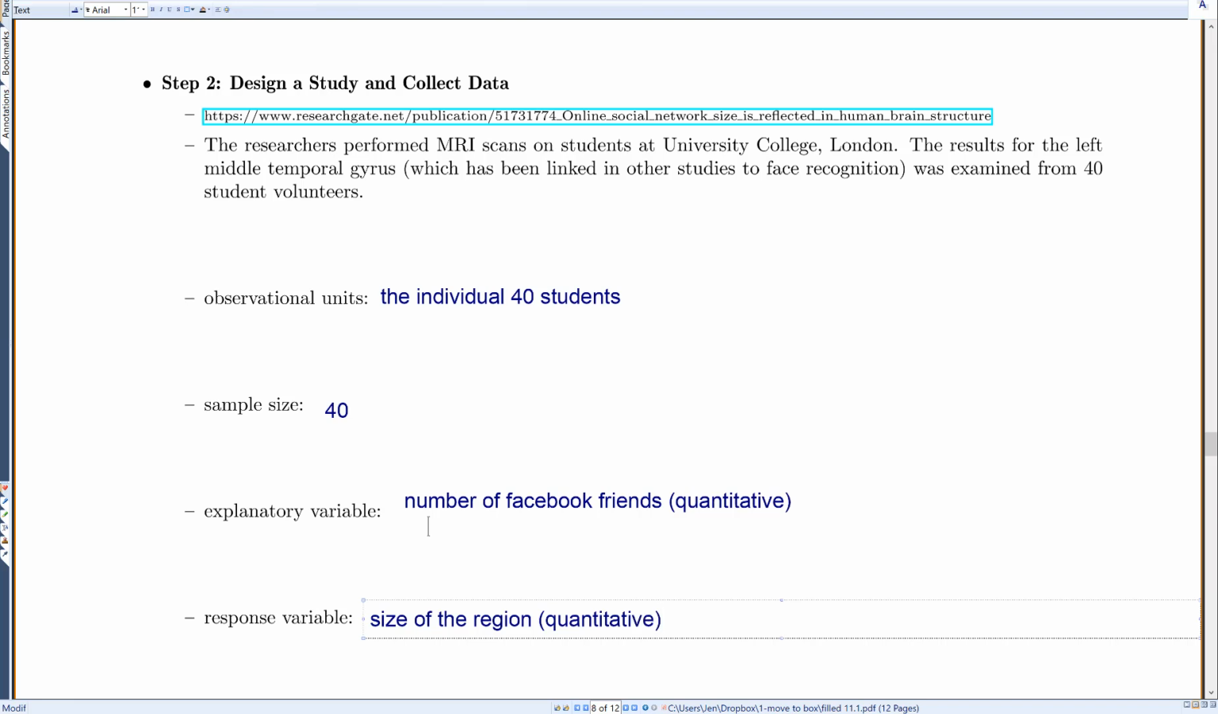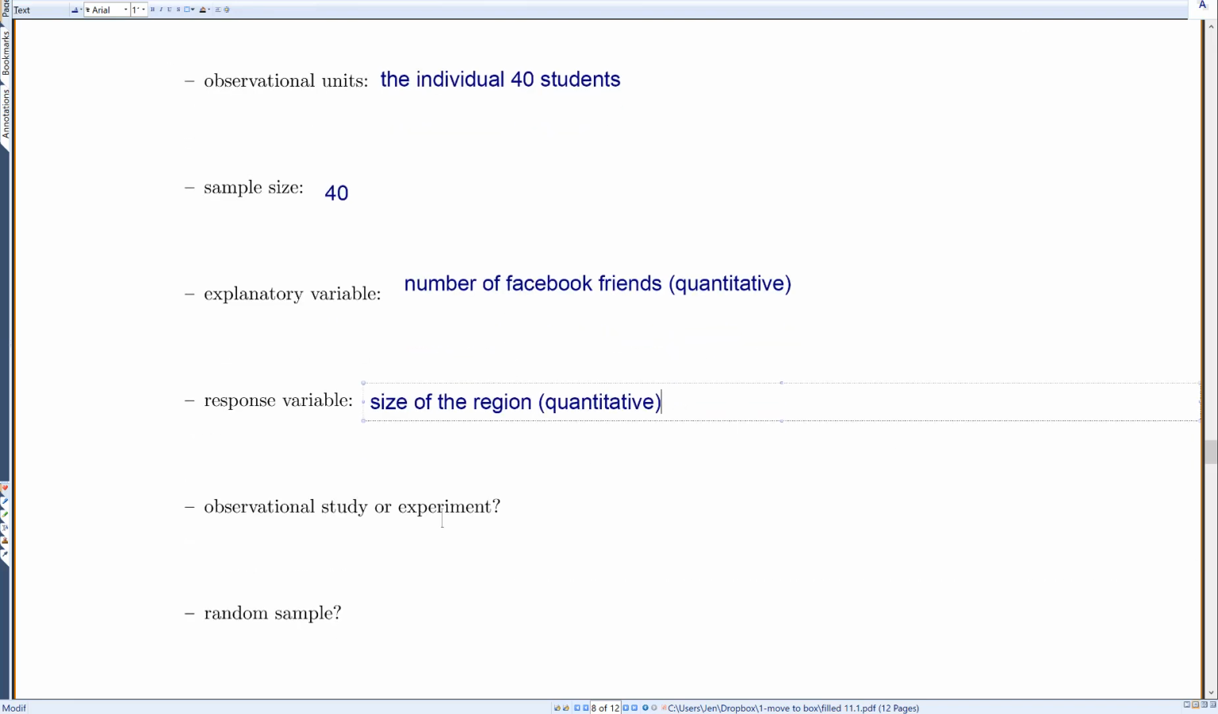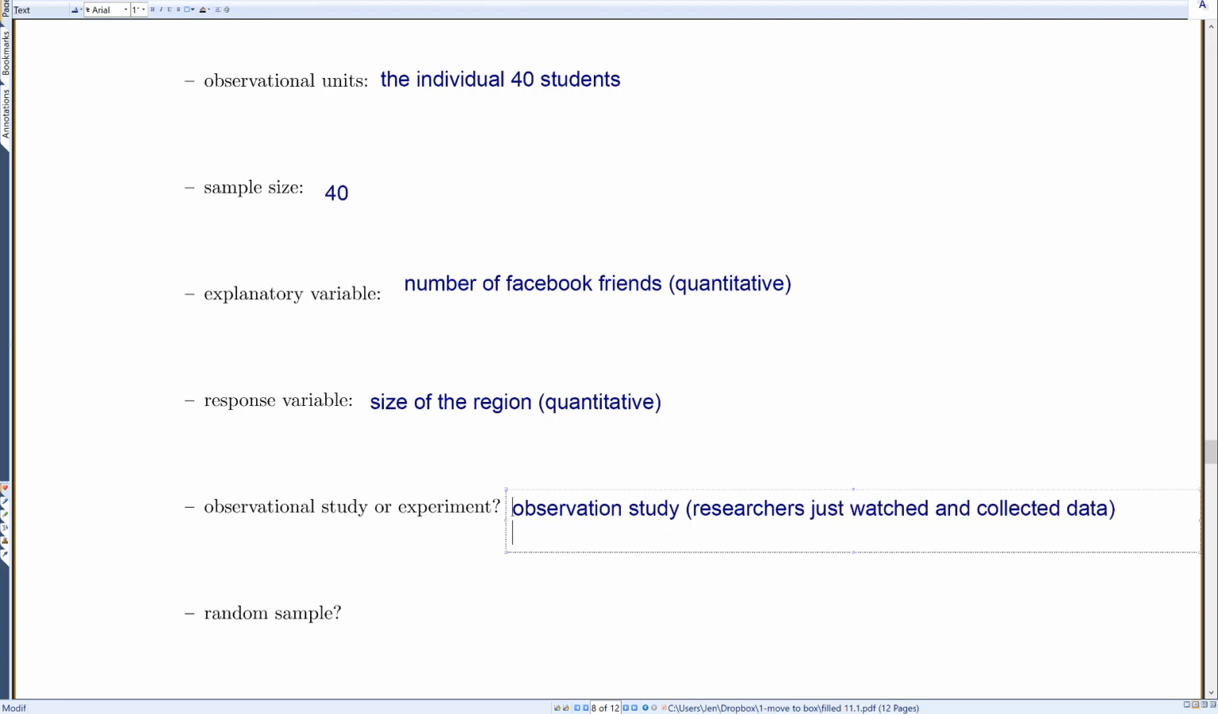Or numerical. So numerical, so I meant to say quantitative. Now, is it an observational study or an experiment? Well, are the researchers controlling anything? I would say no, it didn't say they controlled how many Facebook friends they had. They just reported how many Facebook friends they had. So I believe that this is an observational study because the researchers just watched and collected data. They did not control how many friends the subjects had.